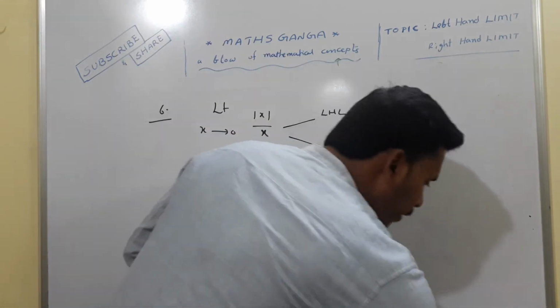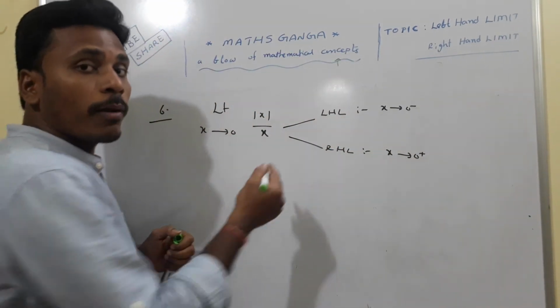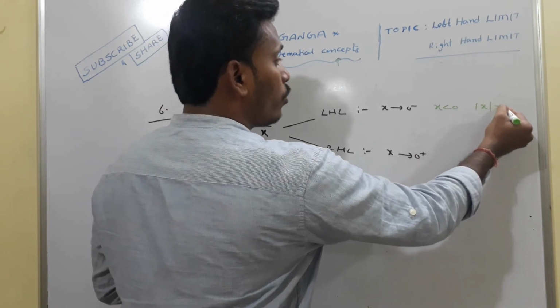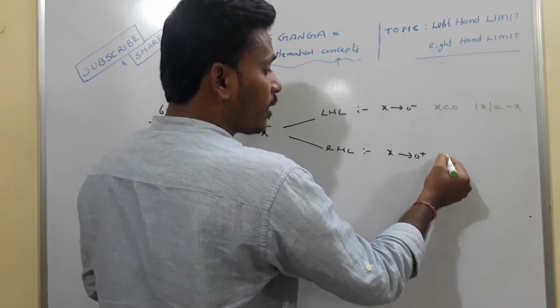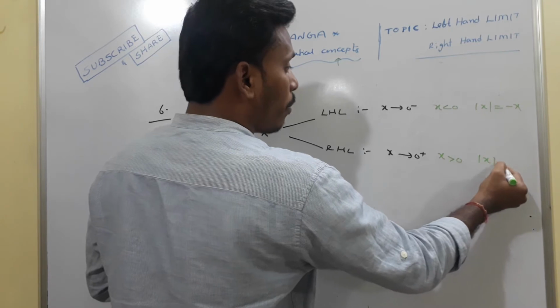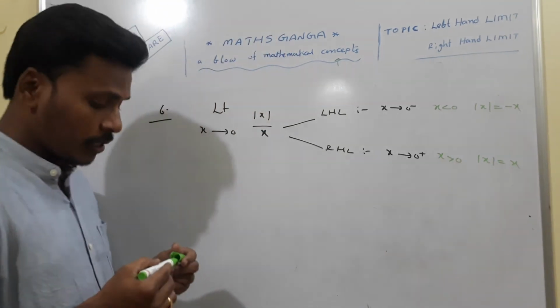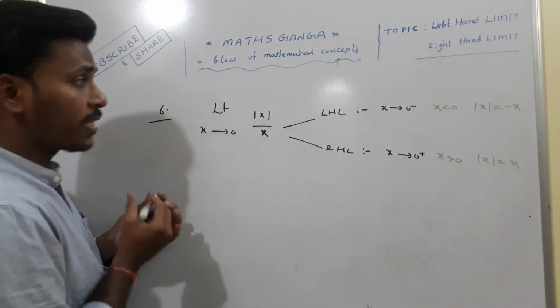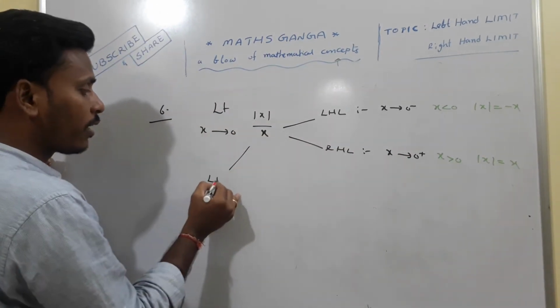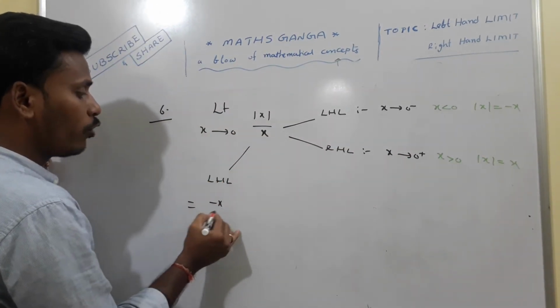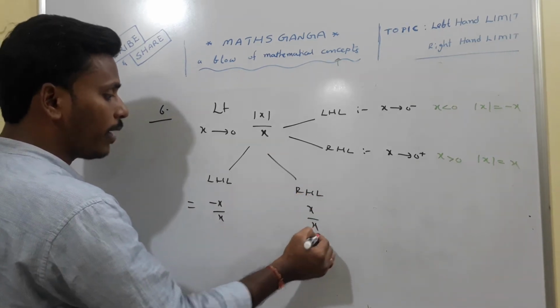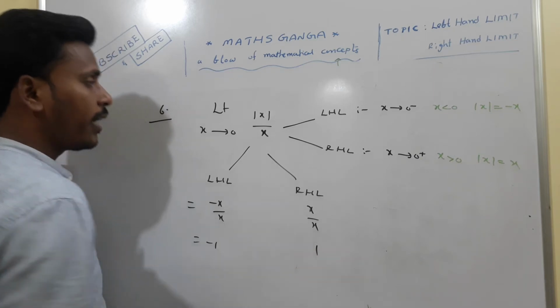Since x is tending towards 0 from the left side, x is less than 0, and then mod x is minus x here. And here x is greater than 0 and mod x is plus x. So for the left hand limit the value is minus x by x, and for the right hand limit the value is x by x. Here it is minus 1, here it is 1.